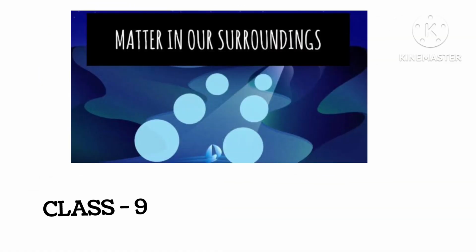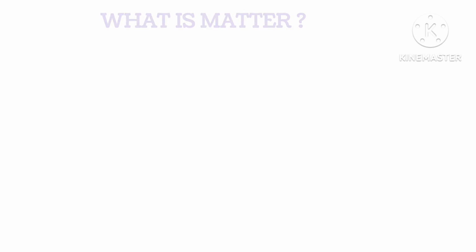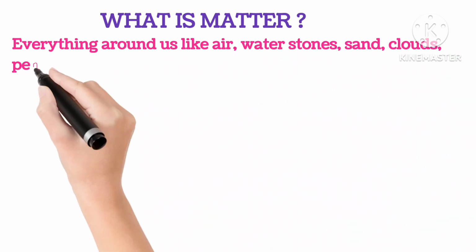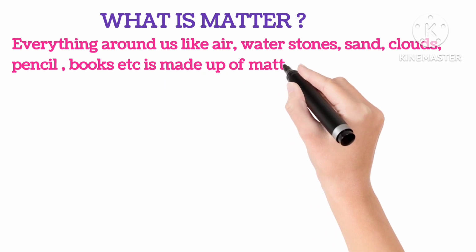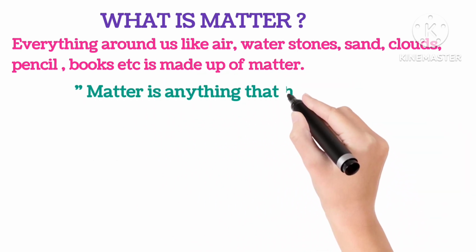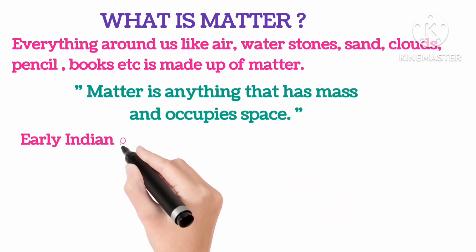Today's topic is Matter in Our Surroundings, Class 9, Chapter 1. What is matter? Everything around us like air, water, stone, sand, cloud, pencil, book, etc. is made up of matter. So matter is anything that has a mass and occupies space.